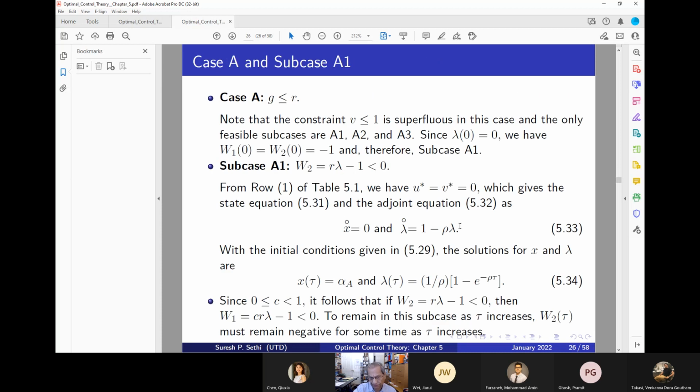So we solve this problem. We're going to keep the control at 0 and see how far we can go. That means we begin with 0, and in terms of tau, we're going backward, but in terms of tau, we're going forward. And so we are going to solve the problem as tau increases. Because U and V are 0, X tau will remain constant. And lambda tau, which is 1 minus rho lambda, will become this. That's an easy way to solve that. And we have a solution of this.